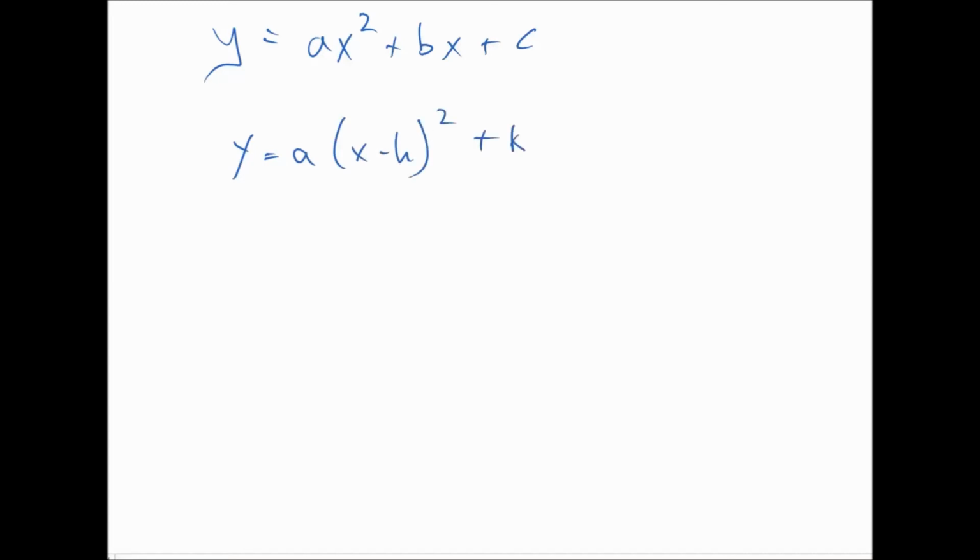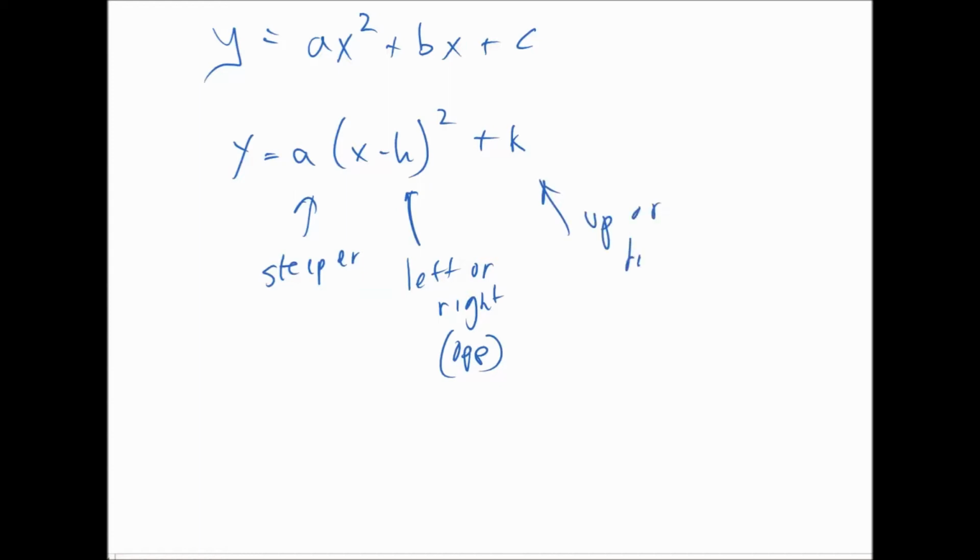And if you remember, we talked about this a lot in chapter 2.7. The a is going to determine its steepness, whether it's steeper or wider. It's also going to determine if it's right side up or upside down. If that's negative, of course, it's going to be down. The h is going to say whether it's shifted left or right, and that's opposite because it's inside. And the k is going to be shifted up or down.